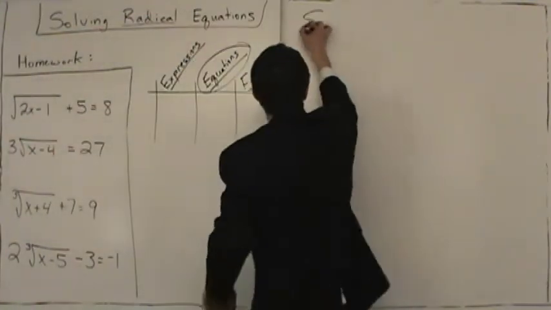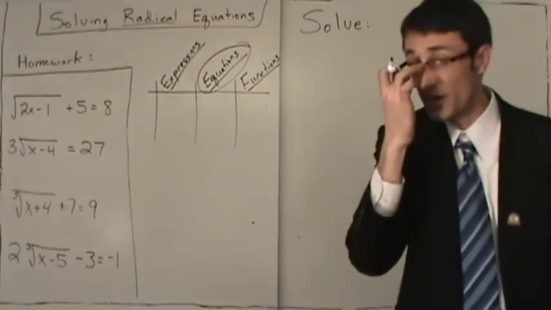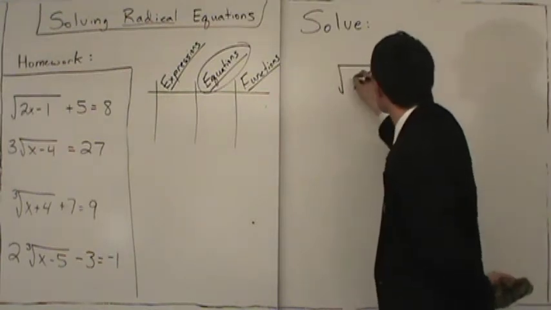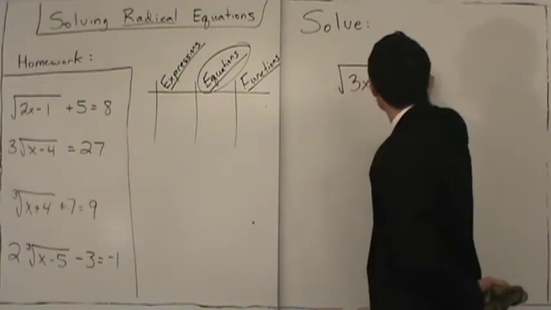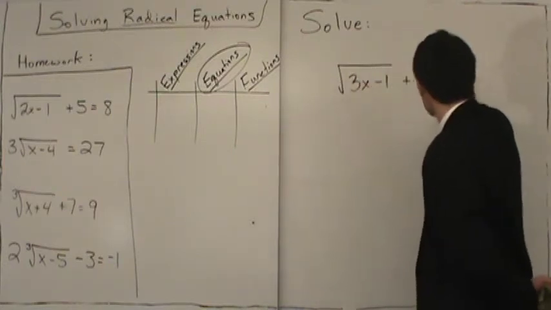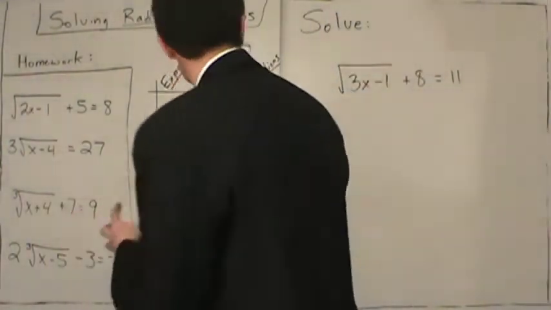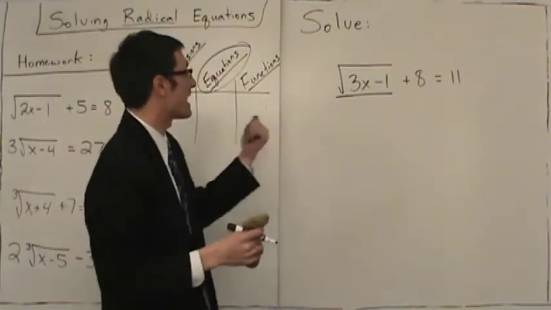Okay, so the directions today are to solve, and this is pretty straightforward. You guys have solved absolute value equations, so I don't think you're going to find this difficult at all. If I write the square root of 3x minus 1, plus 8 is equal to 11. What you have to do here is first remember to isolate. Just like absolute value, think of the radical as a unit.